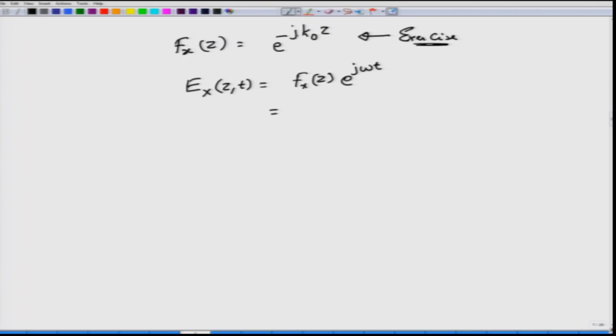And what is fx of z? From the above equation we already know, that is e power minus j k 0 z. Of course, you can even have some constant multiple for this one, and that constant multiple I will take as E naught instead of f naught, because that goes nicely with this expression. So, what I have is E naught, which is just a constant, times e power j omega t minus k 0 z. If you want, you can express this in vector notation. In that case, E will be a function of z and t, and it has a vector E naught, which in our case will be directed along the x axis, times e power j omega t minus k 0 z.